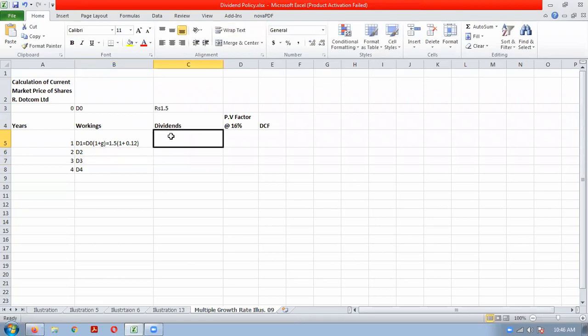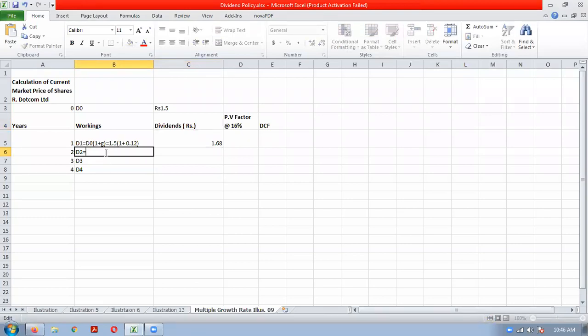So 1 plus 0.12, into 1.5. So it is 1.68. Okay, you write it as rupees 1.68, or you put it here only rupees, so no need of writing it in every cell. Put here only rupees 1.68, correct. Now how will you calculate D2?